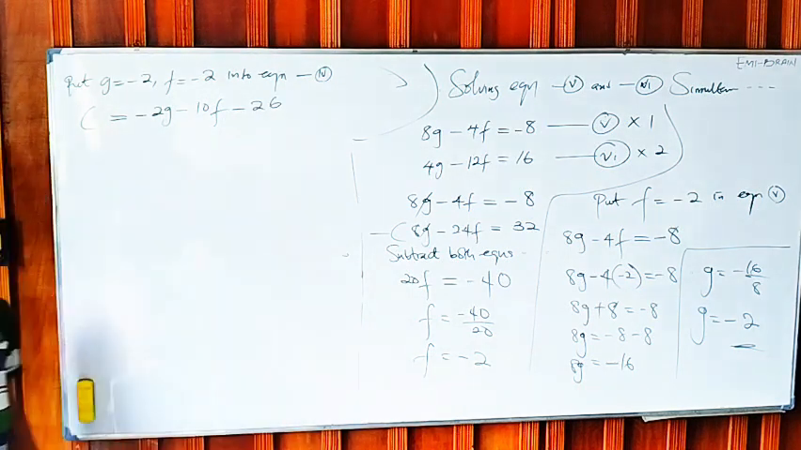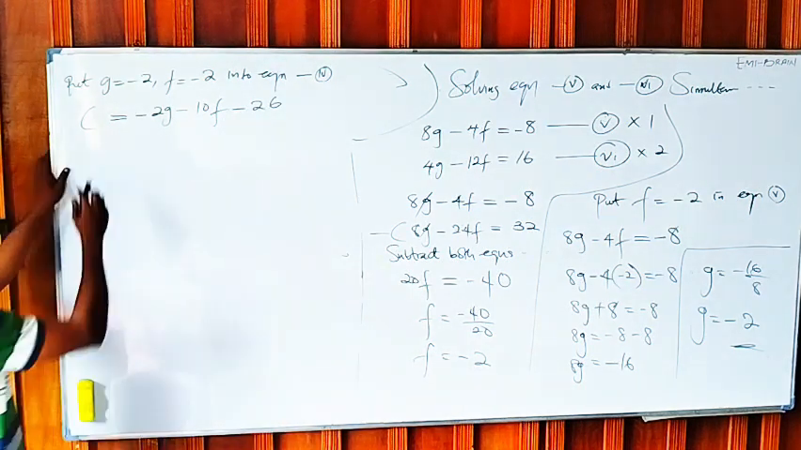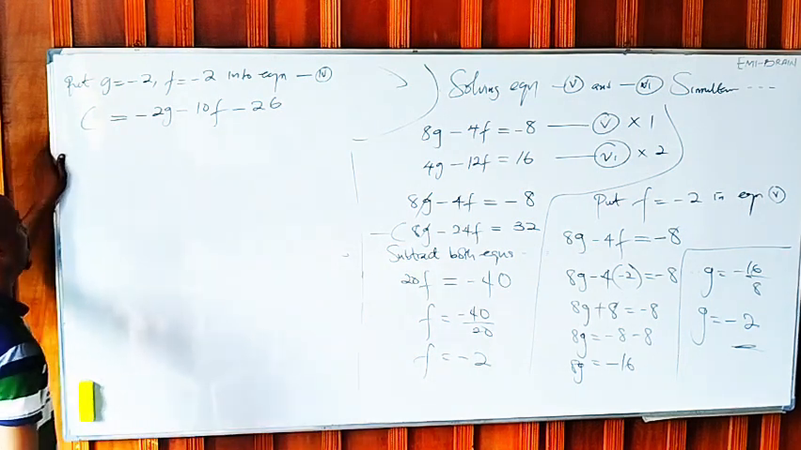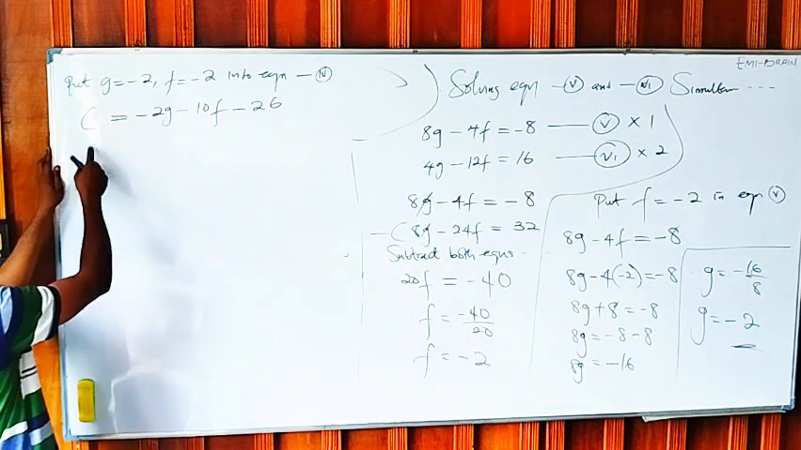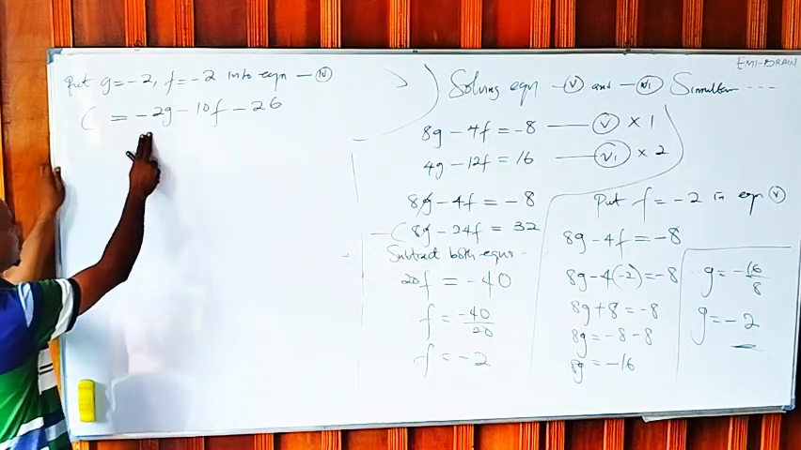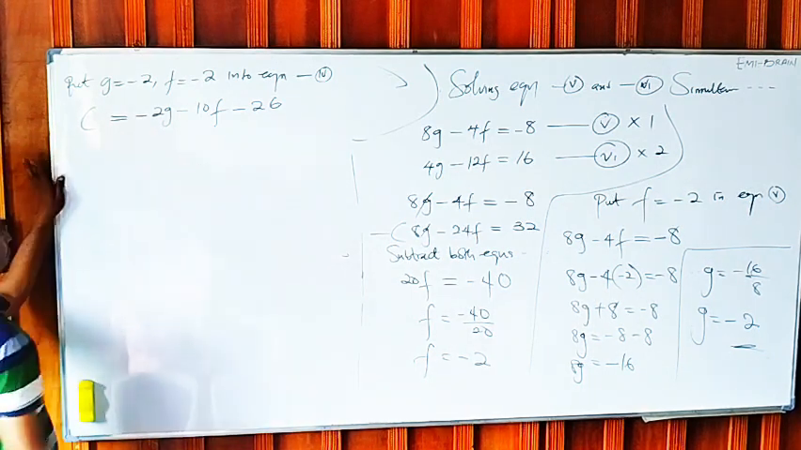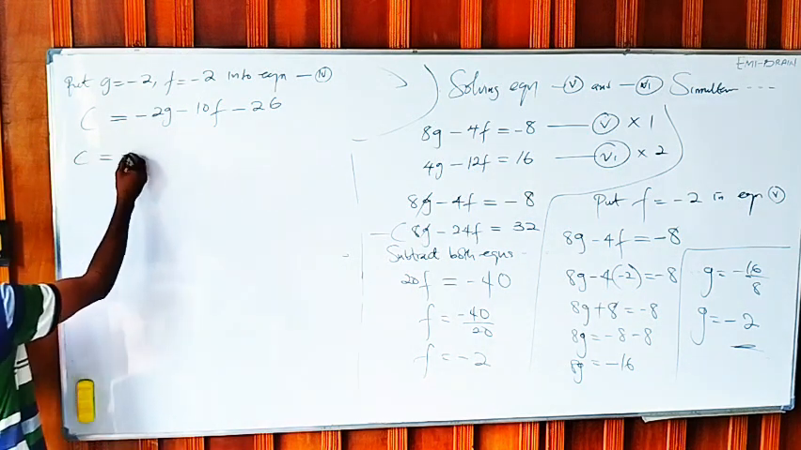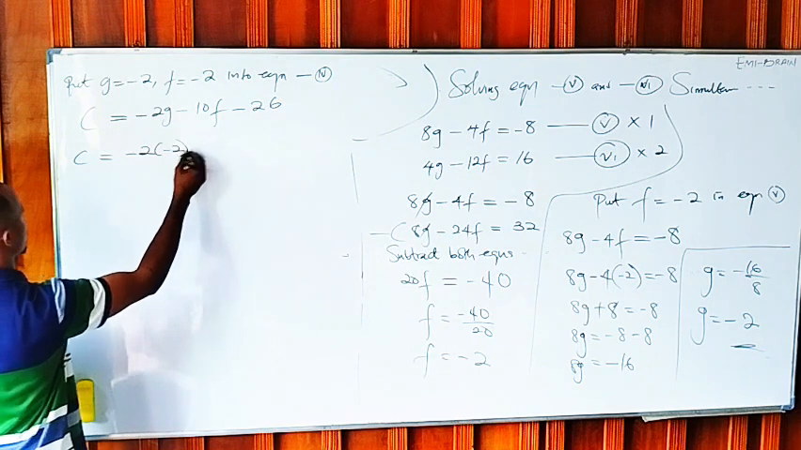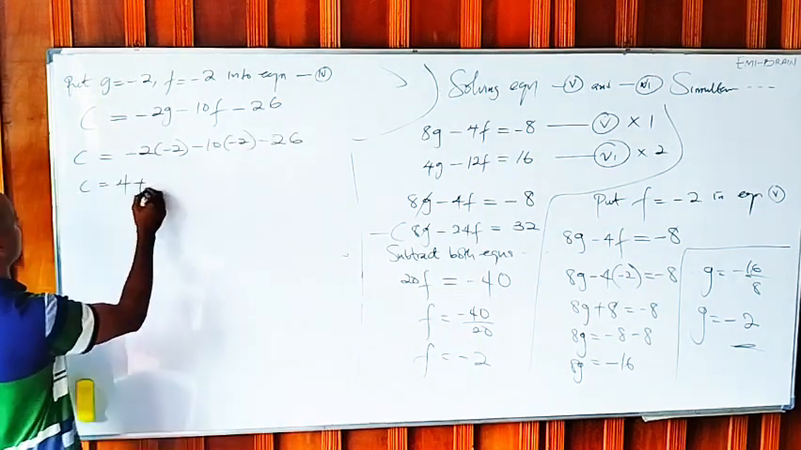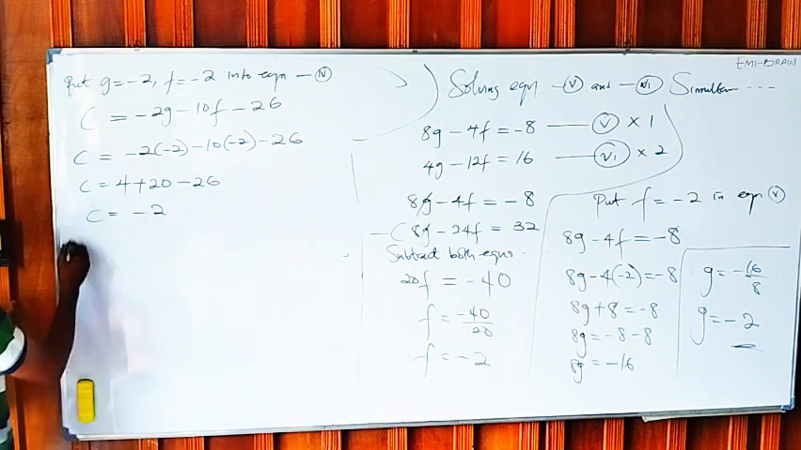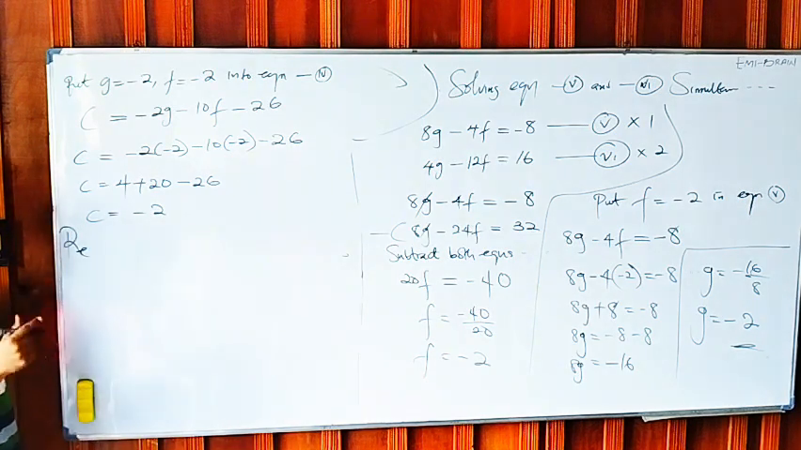Is it plain? Okay. We say put G equals minus 2 and F equals minus 2 into equation 4, that says C equals minus 2G minus 10F minus 26. So let's find the value of C. Then C becomes minus 2 times minus 2 as well. Good.